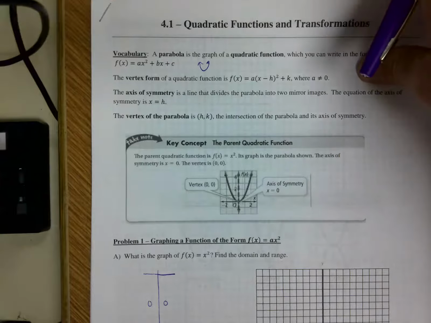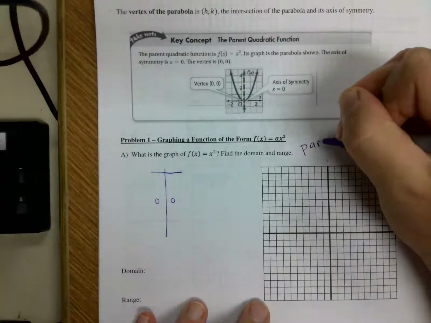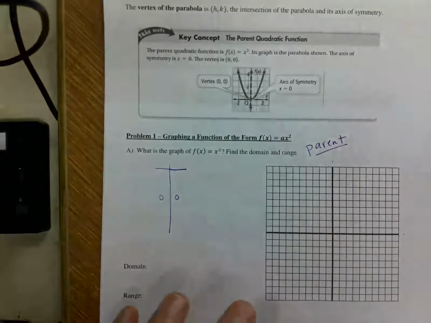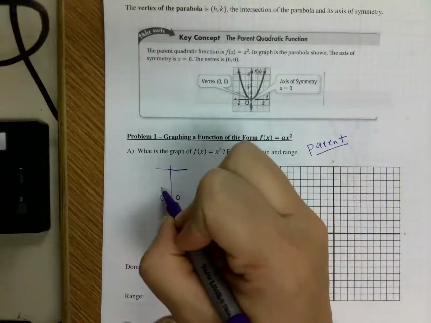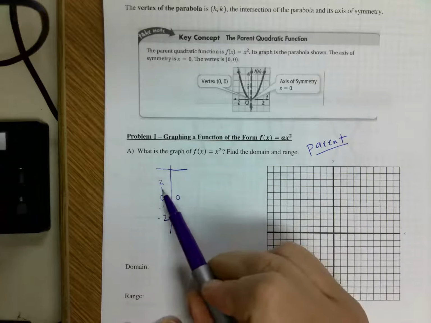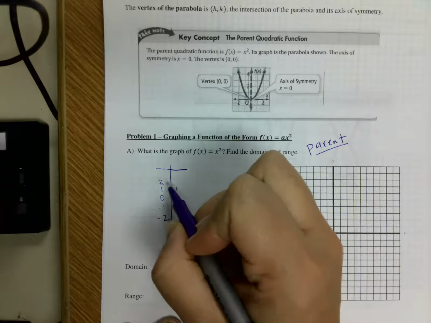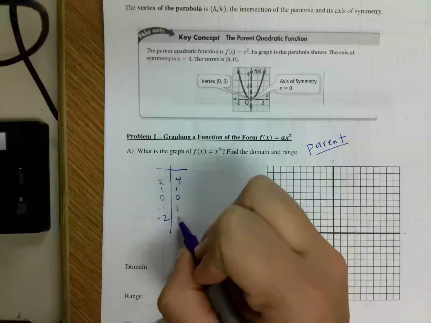So first, this right here is called a parent function. It might be a good idea to write parent over here. When you do this, you can do this two ways. You can make a table. I'm going to start at 0, and I'm going to do 1, -1, 2, -2. If I plug 1 into here, I get 1 out. If I plug 2 in, I get 4 out. -1 squared is 1, -2 squared is 4.